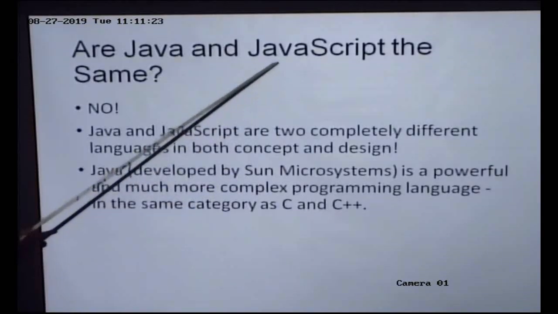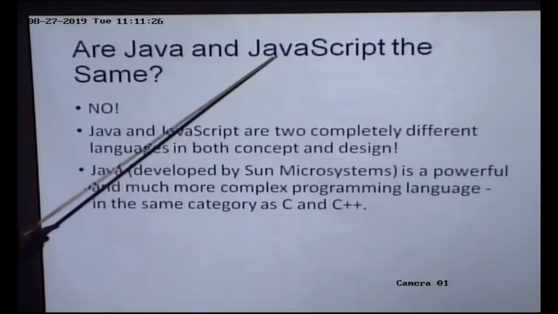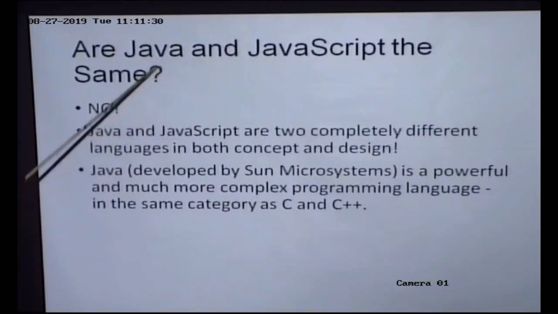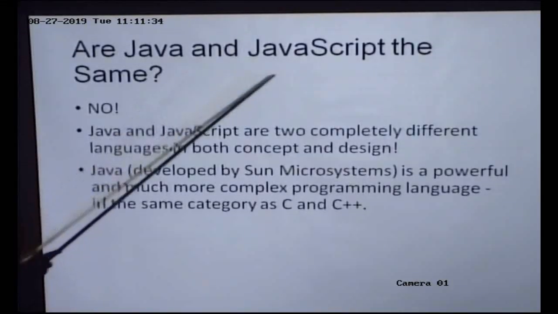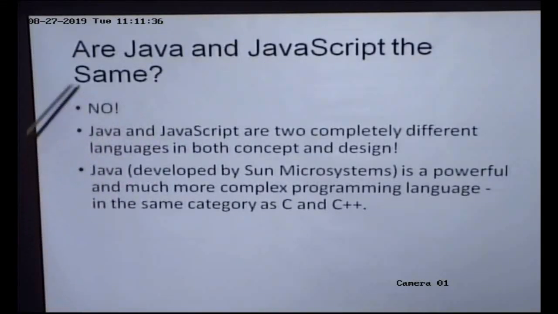Again, here we are using methods and properties, and in Java we also use methods and properties. The methods and properties for Java and JavaScript are entirely different.